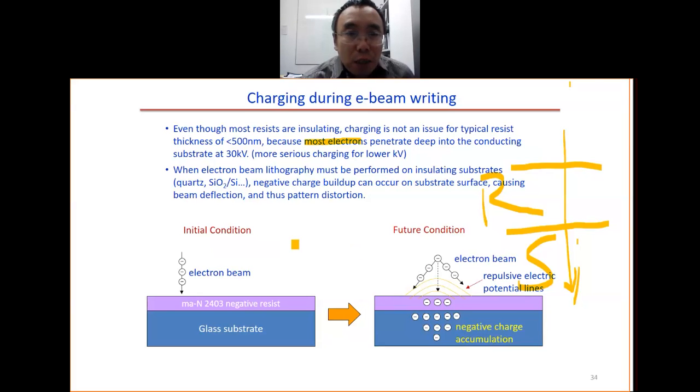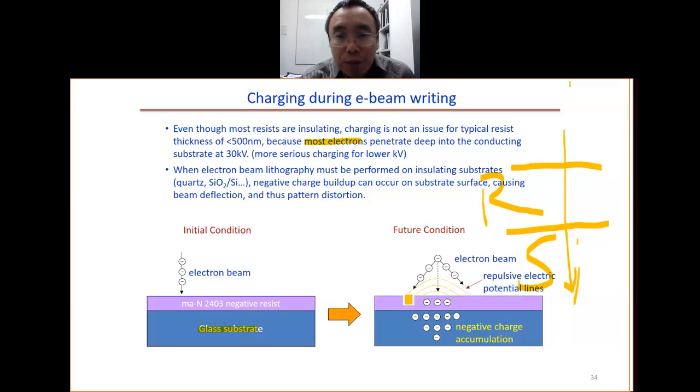But if you want to do lithography on top of glass, then the charge will be trapped, and you get trouble. When you do the exposure, there will be lots of negative charge. When the following electrons come in, they will be repulsed by the Coulomb force. This way, the placement of the beam will be wrong, and the pattern will be distorted. We have the same problem when we do SEM imaging.